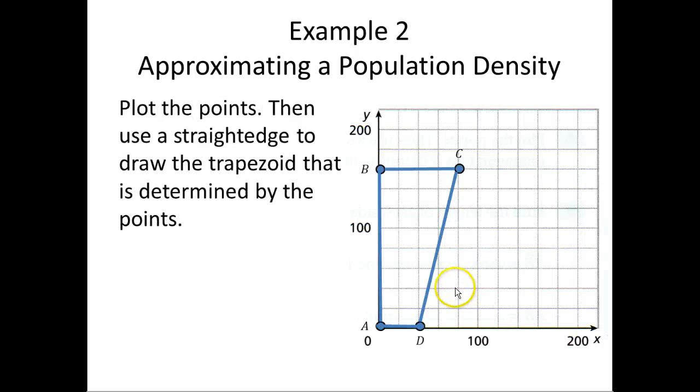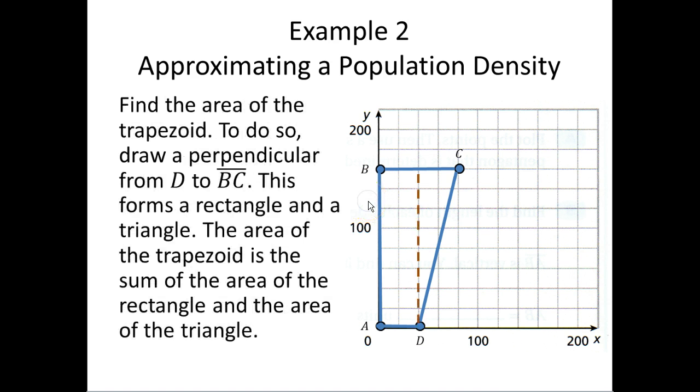So what I do first is plot my trapezoid, which models the state of Vermont, on the coordinate axis here, and connect the dots using a straight edge. Now, in order to find the area of this trapezoid, I divide it up into 2 polygons that are easier to find the area of. In particular, I would divide it up into a rectangle and a triangle by drawing the perpendicular line segment from D to BC. Then I find the area of this rectangle, the area of this triangle, add those 2 up, and that'll give me the area of the trapezoid.